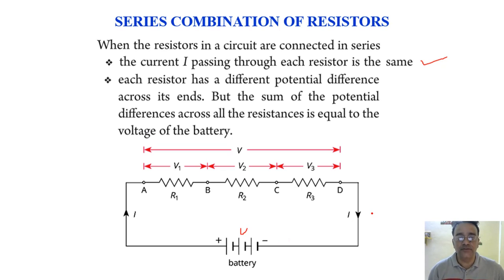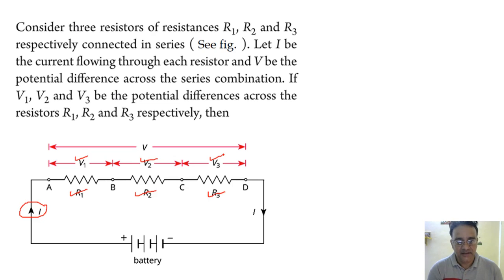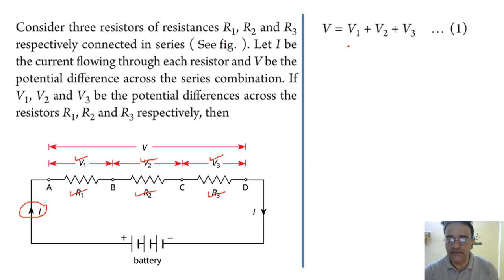Okay, so now we are going to derive the equivalent resistance if the three resistances are connected in series. Let I be the current flowing through the circuit, and voltage across R1 is V1, voltage across R2 is V2, voltage across R3 is V3. And according to the rule I told just now, V is equal to V1 plus V2 plus V3, right? So we have come to this one, V is equal to V1 plus V2 plus V3.